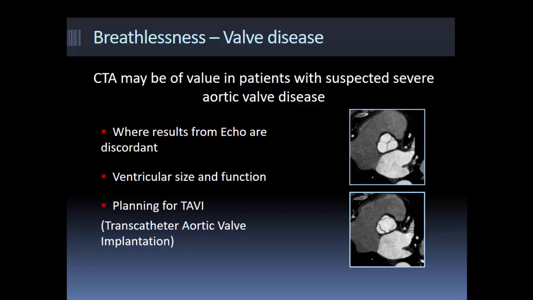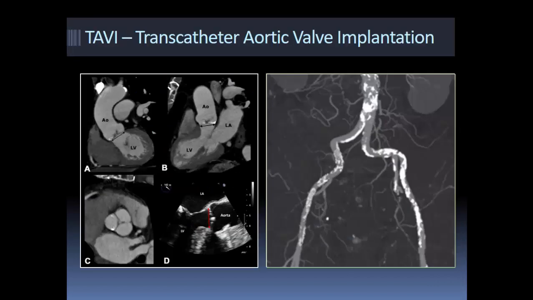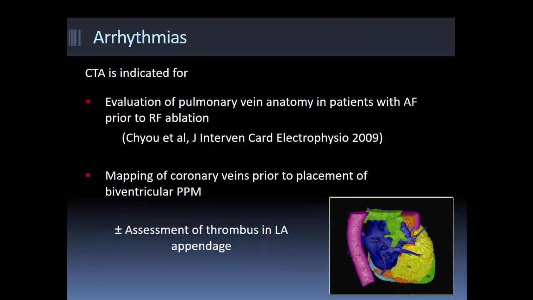Okay. So in valve disease, we can use CT angiography to estimate degree of valve stenosis, particularly for aortic valve, where the findings on echo are not clear cut. And we now routinely use CT angiography to assess the size of the aortic root and aortic annulus, and also to look for peripheral access for patients being assessed for TAVI procedures.